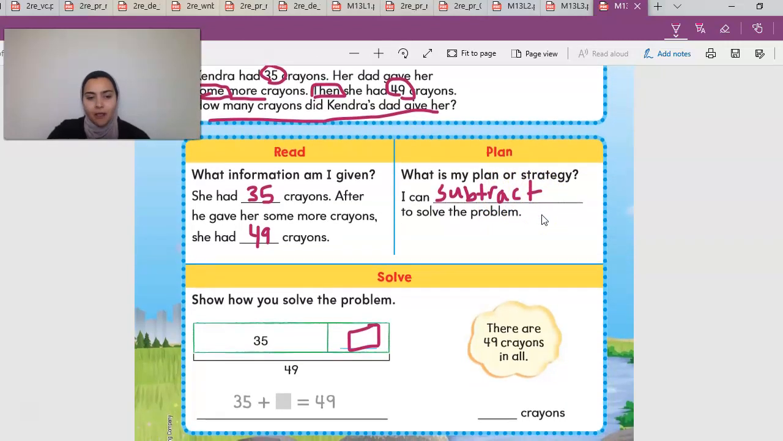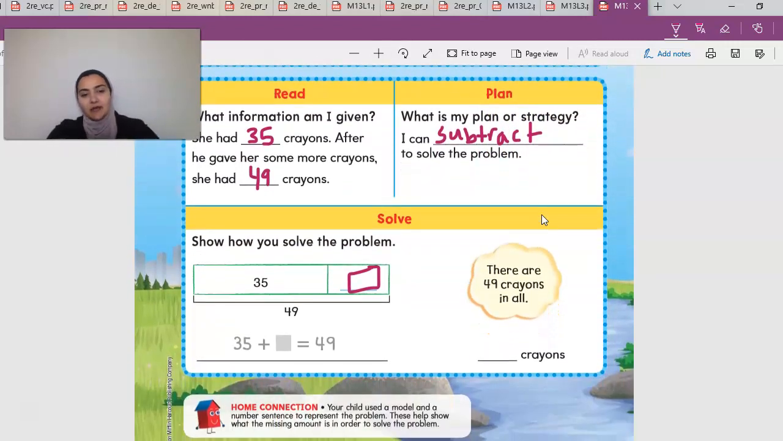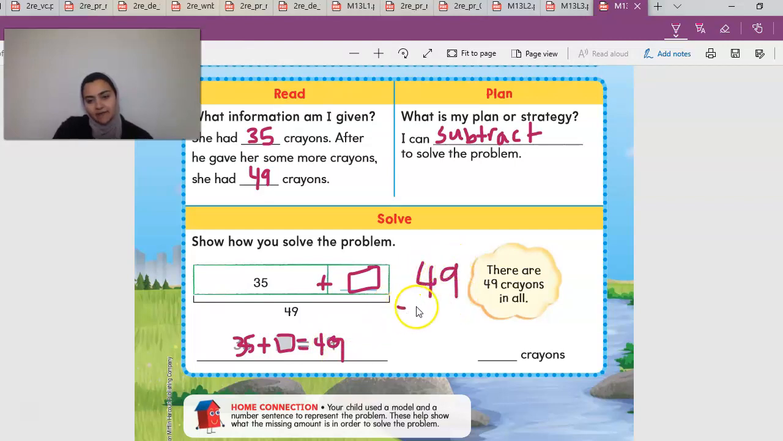Subtract. All right, show how you solve the problem. So 35 plus empty box equals 49. So we're going to trace over our number sentence. Number sentence is the same thing as a number problem. And to find out what goes in that empty box, we have to subtract: bigger, smaller, difference. So we have to subtract 49 take away 35.